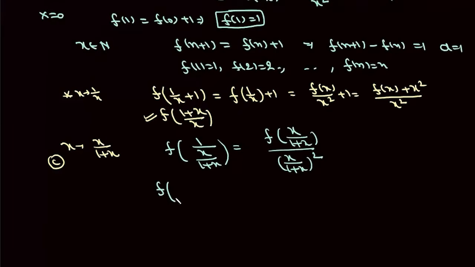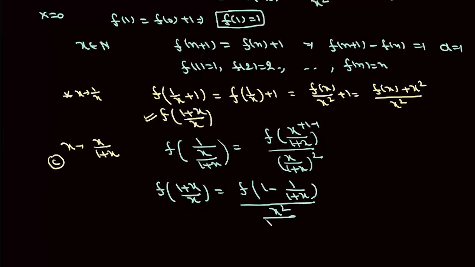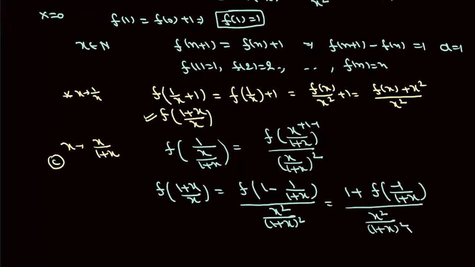Now this is f(1+x)/x. Now we can write this as plus 1 minus 1. So it'll be this f(1) minus 1 upon 1+x. And this is x^2 upon (1+x)^2. And we know that f(1+x) is f(x) plus 1. So it'll be this 1 plus f, and it'll be this minus 1 upon 1+x upon x^2 upon (1+x)^2.